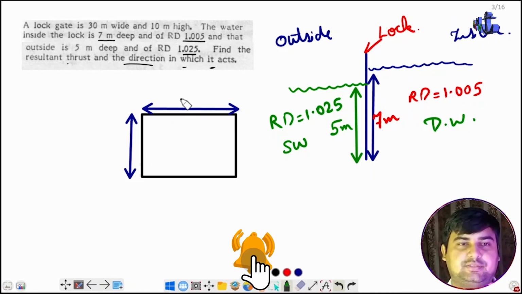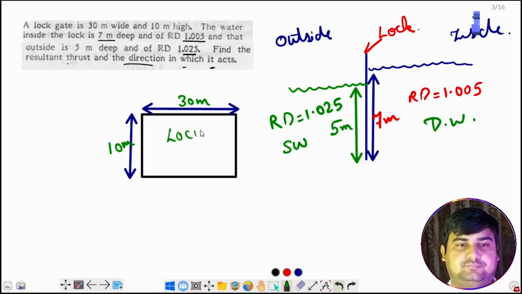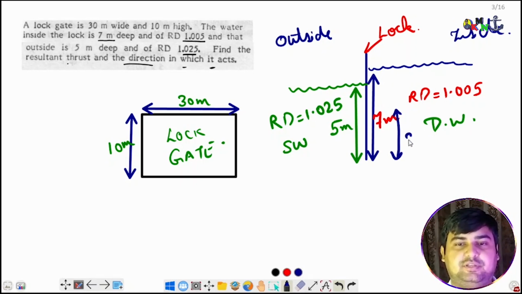So this lock gate is 30 meters wide and 10 meters high. Okay, this is the lock gate. Now we need to find out how much is the thrust inside and how much is the thrust outside. As we know, on a vertical bulkhead, the pressure will act at the geometric center. So how much is the geometric center for inside? This will be 3.5. And how much is it for the outside? That will be 2.5. Okay.